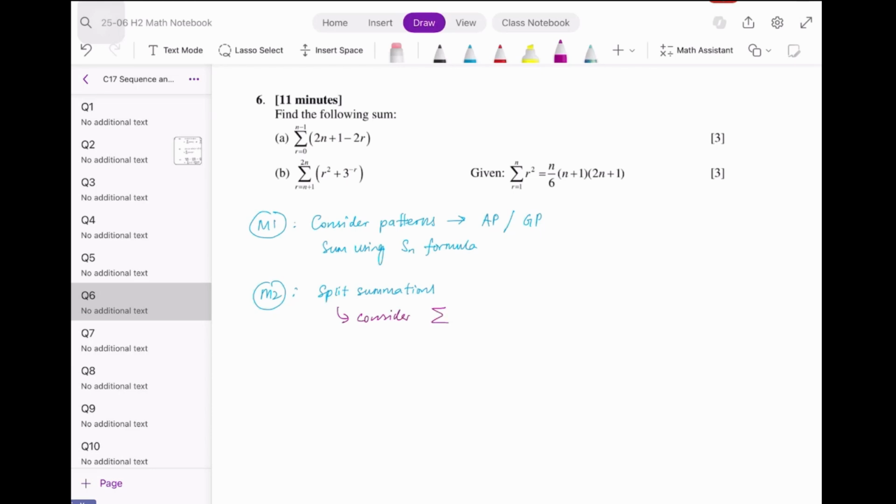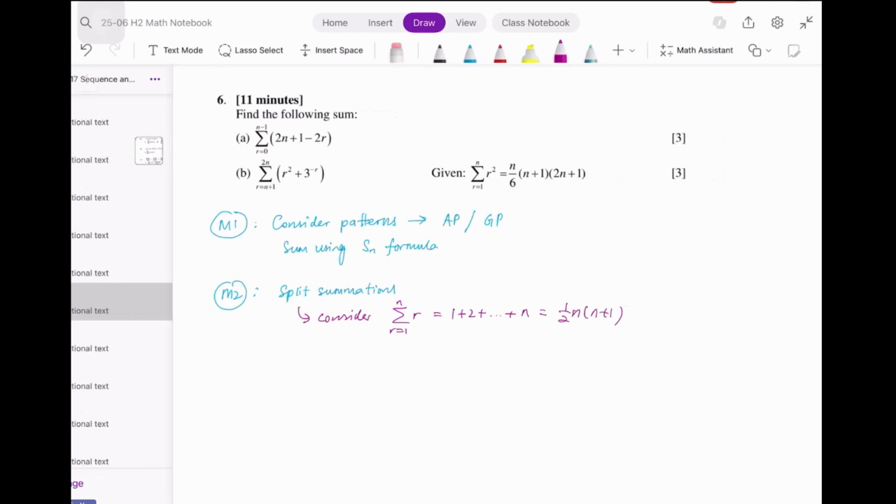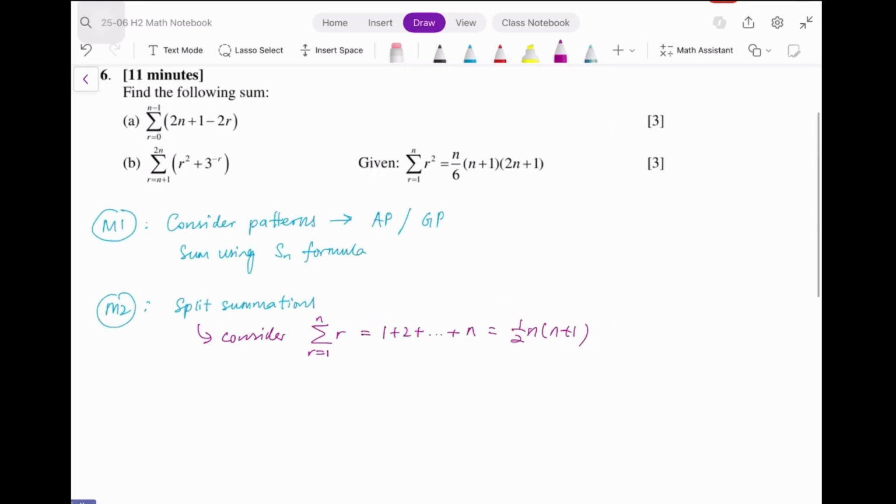We need to consider the sum of r from 1 to n of r. This means 1 plus 2 plus so on until n. So this is half n times n plus 1. This one you should be aware of, but you can derive it on your own. How do you derive it on your own? It's actually from here: Sn equals n over 2 times a plus l. The first term is 1, the last term is n. That's why you get n plus 1.